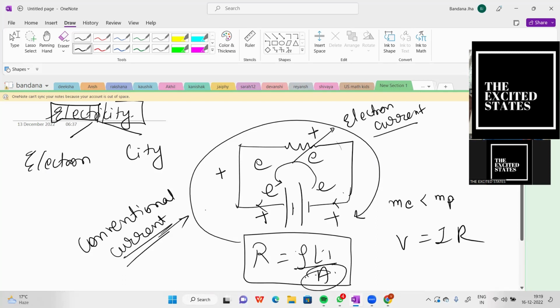We are talking about the area, the diameter of the wire, which is also important. As the diameter of the wire increases, resistance decreases. If resistance decreases, current increases, right? Correct or not?